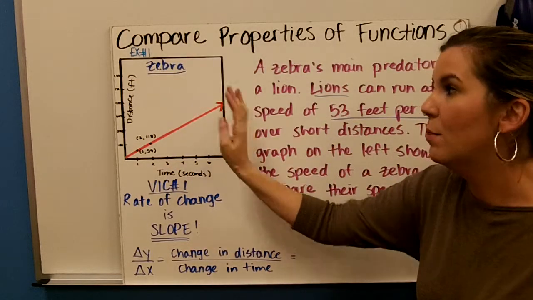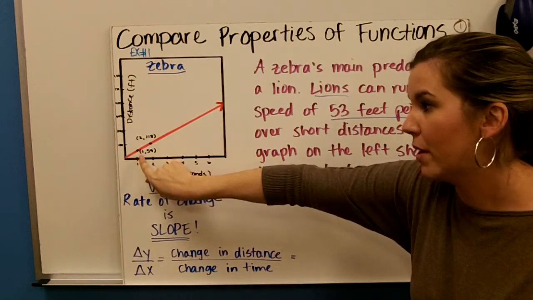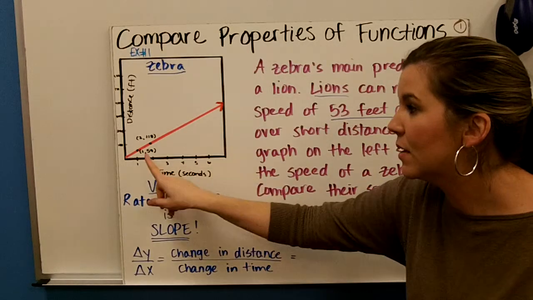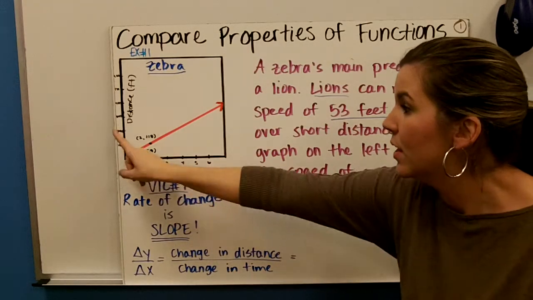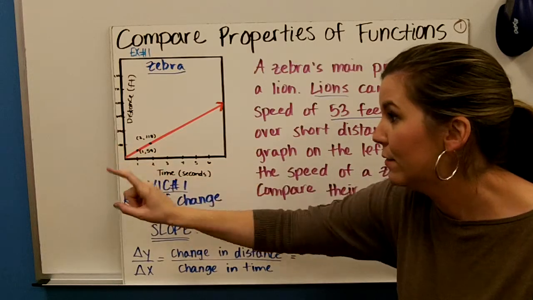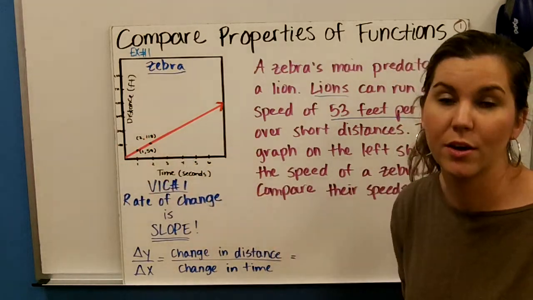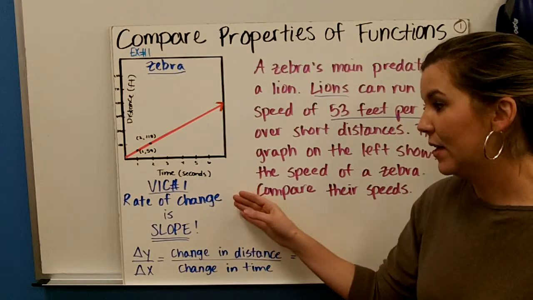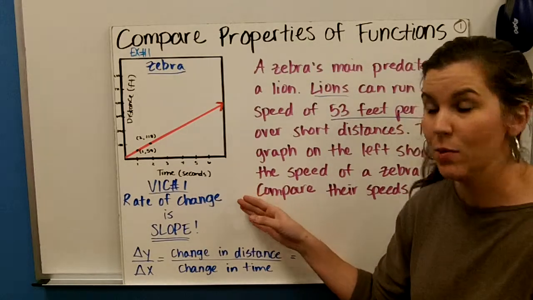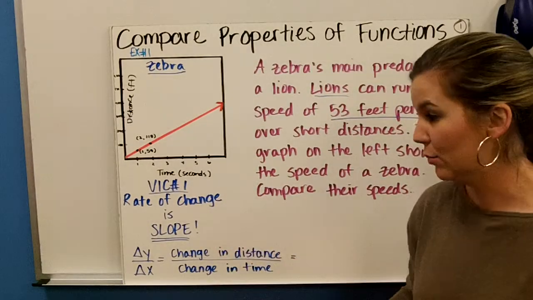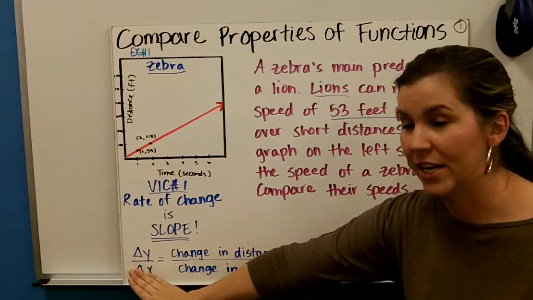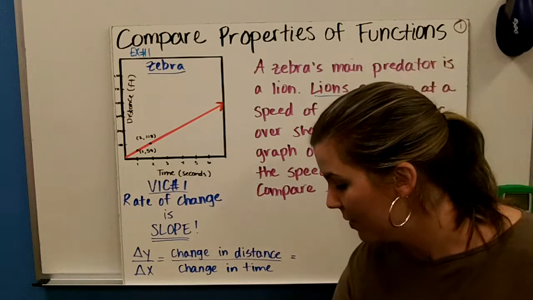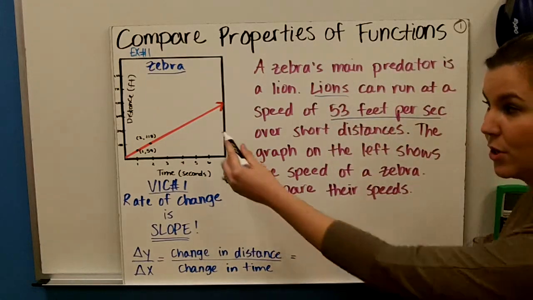Looking at this graph about a zebra, we're given two ordered pairs, (1, 59) and (2, 118). This means at 1 second, the zebra can go 59 feet. After 2 seconds, a zebra can go 118 feet. So we have two ordered pairs, and we can find the rate of change. Remember, Vic number 1 says the rate of change is the slope. So, change in y divided by change in x. The change in distance divided by the change in time. And we can calculate this from our two ordered pairs.